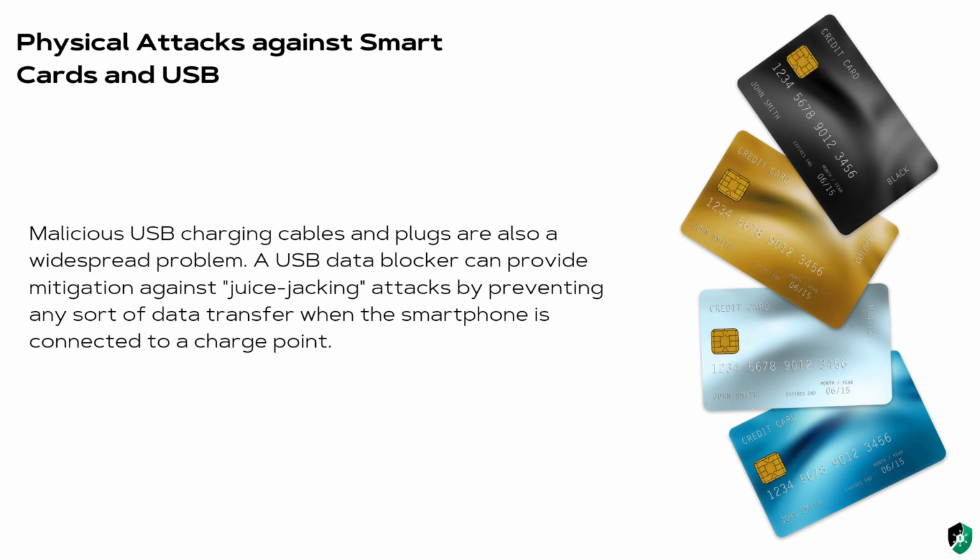And we also have this issue of malicious USB charging cables and plugs, which you might find in public places like airports and so on. What happens here is that when you plug your phone into such charging ports, they might end up exfiltrating data from your phone. So we could use a USB data blocker that will provide mitigation against these juice jacking attacks by preventing any sort of data transfer when the smartphone is connected to the charge point.